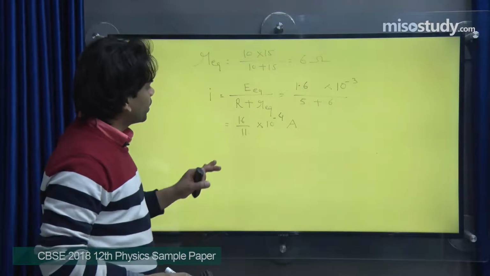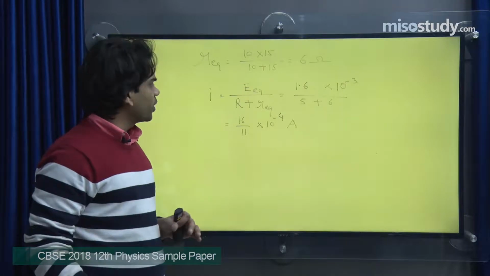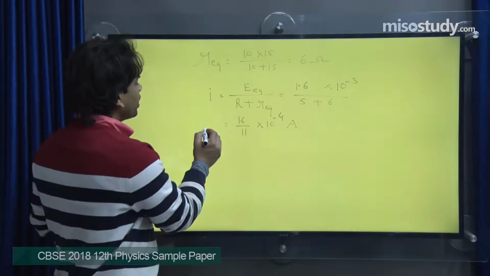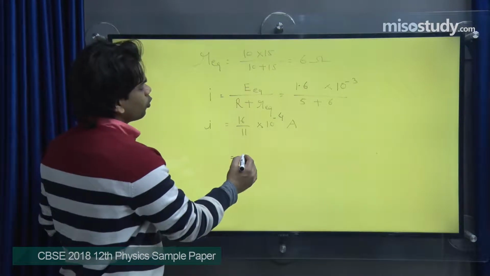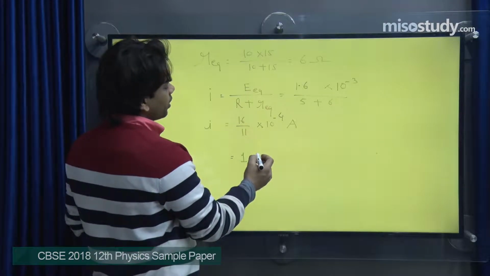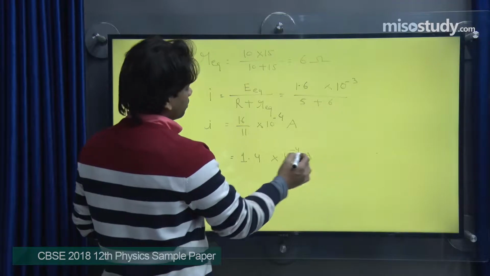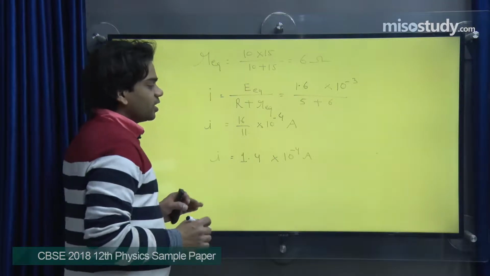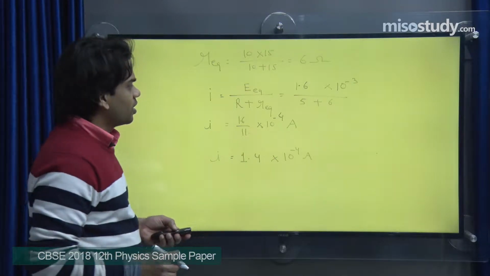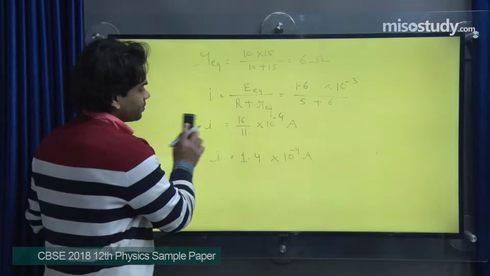The rest you can do here, it's quite easy from here. This is the value of current. You can easily write down its value, it will be somewhat 1.5, then we will have 4 something into 10 to the power minus 4 ampere. This will be the value of current that will be flowing through the 5 ohm resistor. Let's go to the next question.